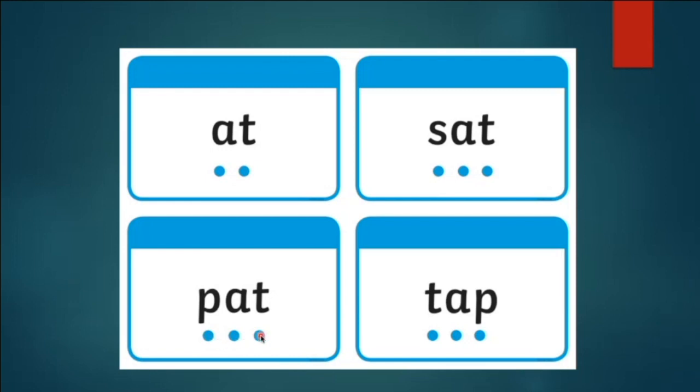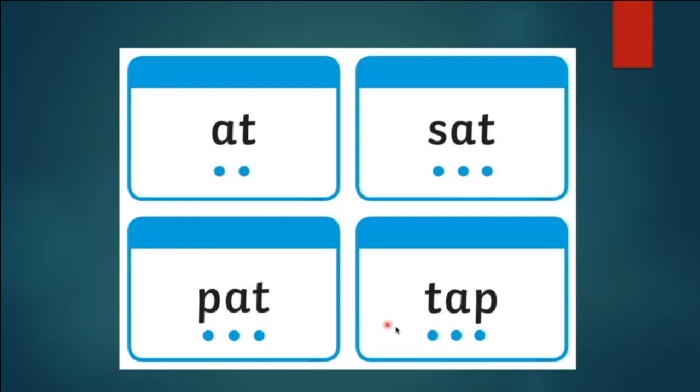1, 2, and 3. This word has 3 sounds. All right. Let's say the first sound. P, a, t. Again, p, a, t. Let's make it faster. Pa, t, pat. Who can tell me the word? Yes, the word is pat.